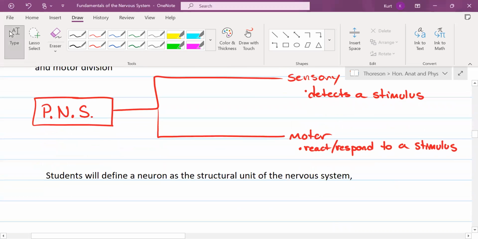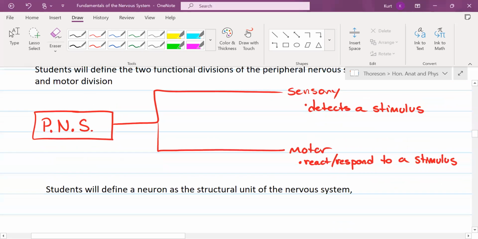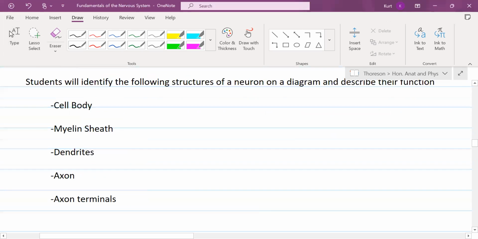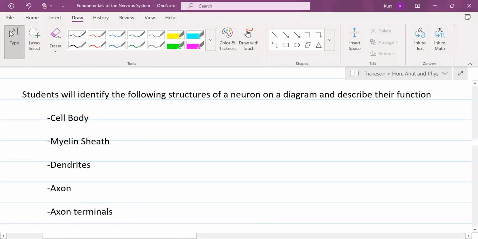All right. We have already done this one. Students will define a neuron as the structural unit of the nervous system. It's a cell of the nervous system, so that's pretty self-explanatory. We've already done that. We're not going to do it twice. But we will identify these. Students will identify the following structures of a neuron on a diagram and describe their function.